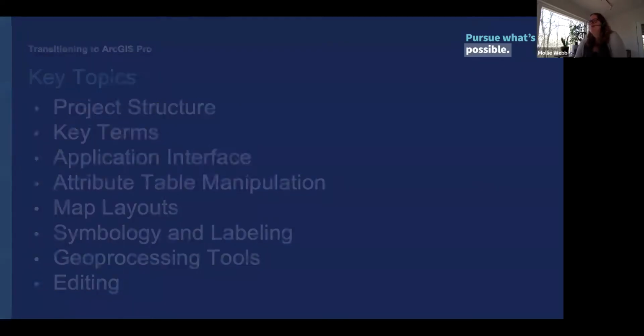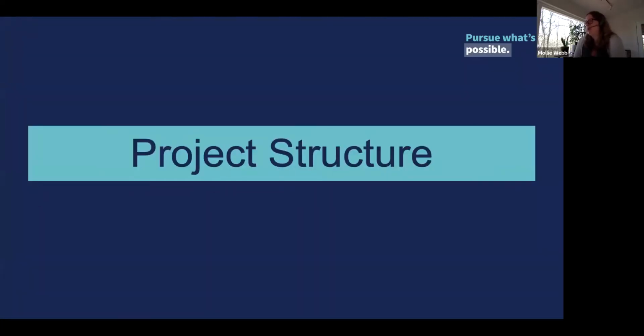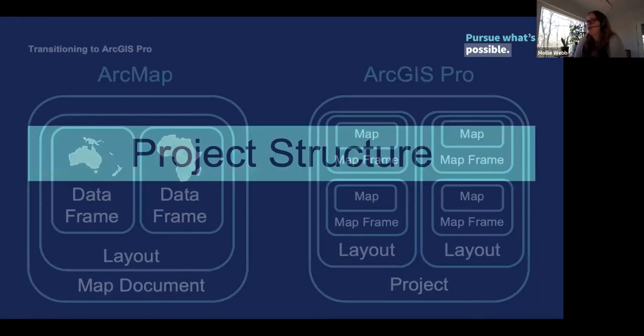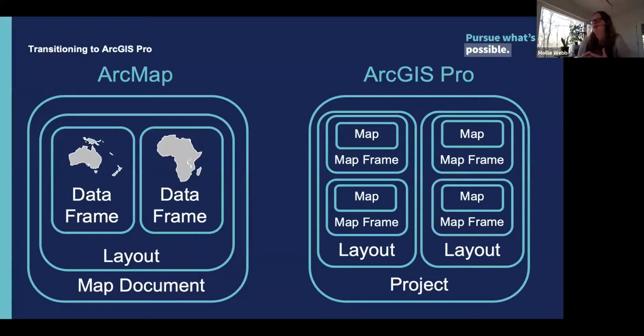Okay, so the major difference between ArcMap and ArcGIS Pro is the project structure. Essentially, ArcGIS Pro kind of wraps everything in this project container. So on this slide, we have a comparison of ArcMap and ArcGIS Pro. In ArcMap, we had our map document, which was our MXD. And then within the MXD, we would have our layouts, and we would have one or more data frames within the layout.